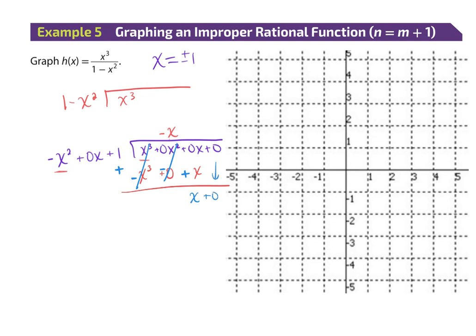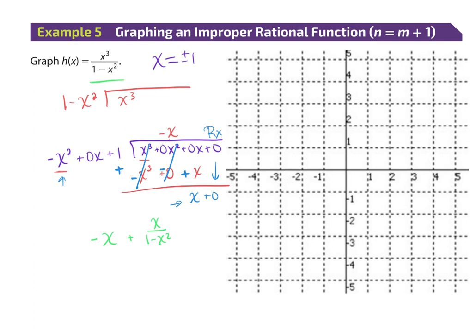At this point, when your degree is smaller here than what you have here, that is your remainder. So your remainder here is actually an x. So this looks like, well, if I divided it out, I get -x plus x over what I was dividing by.